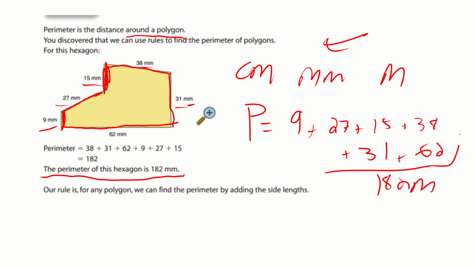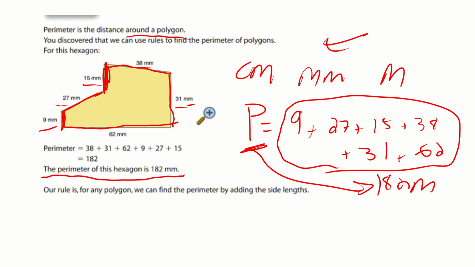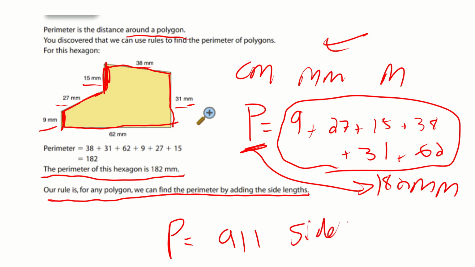What I did was add all of this together to get P, which is the perimeter, 182 millimeters. Our rule is that for any polygon, we can find the perimeter by adding the side lengths. So that's why I said P equals all side lengths. If I know the perimeter is 182 millimeters, I could go to a store and say, I need a fence that is 182 millimeters. Then from there, you can build your own fence.